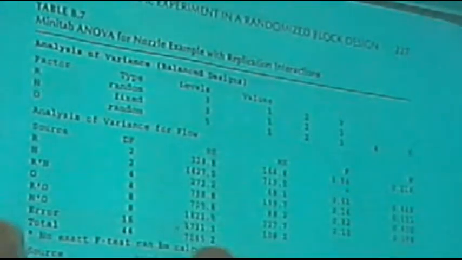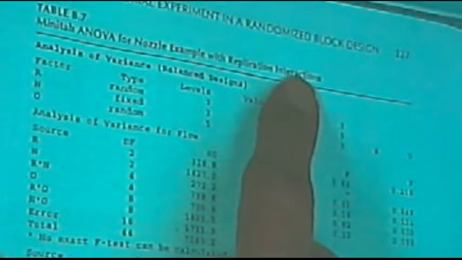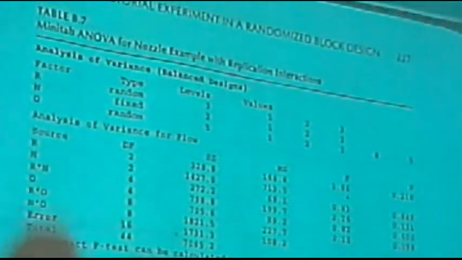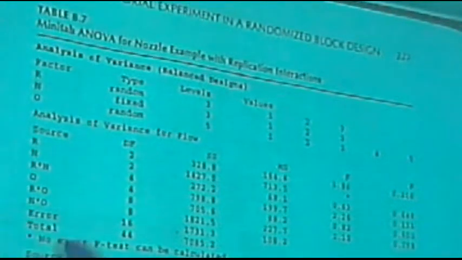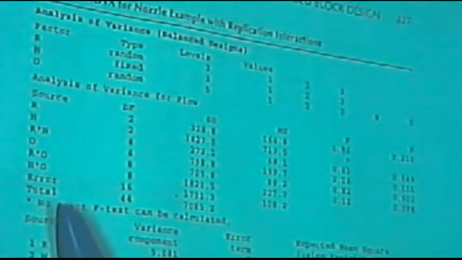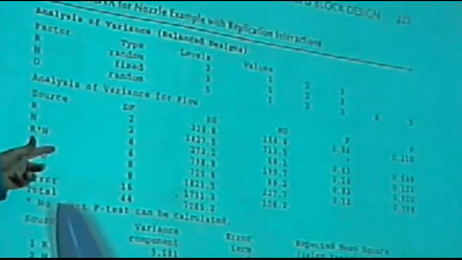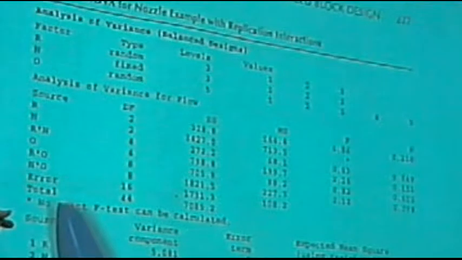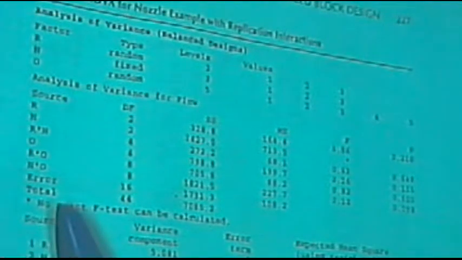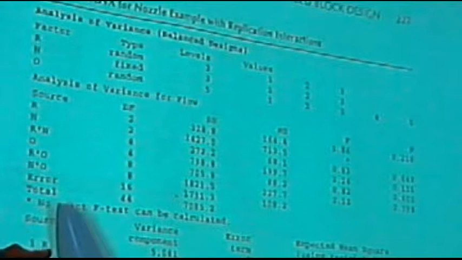it says, here's the Minitab output for the model which has replication interactions. So what they're going to do is take the same data, but change the model. They're going to put in all of these terms here in the model. So there's going to be an R, which we had before. They're going to add in an RN interaction. They're going to add in an RO interaction. Well, there's more that's possible, but that's all they've added in here.